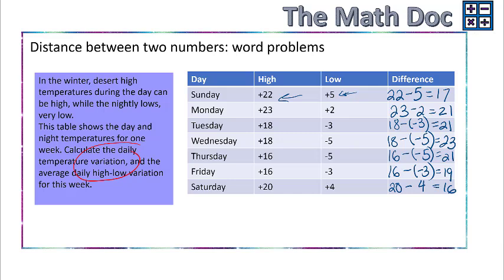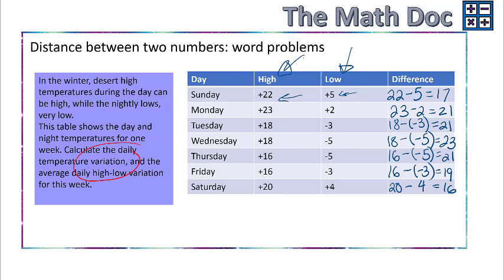Again, we were looking at the distance between these numbers. So we subtracted the small number, the low, from the high. And when our lows were negative, we remembered that minus negative is actually plus. So 2 negatives gives us a plus.